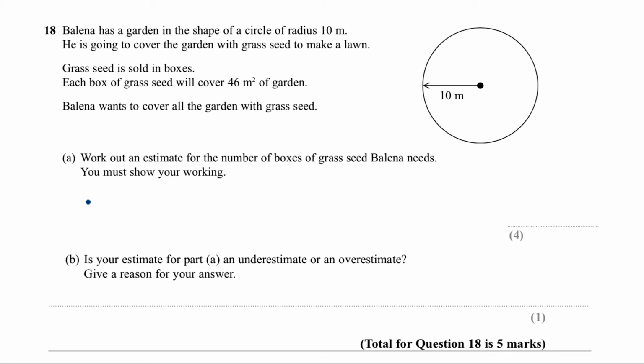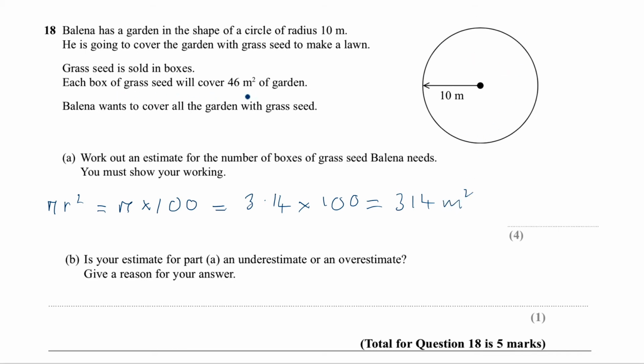Well, first of all, let's find out the area of the garden. The lawn is a circle, so we need to use pi r squared to find the area. Now, pi r squared is going to be pi times the radius squared. Well, the radius is 10, so that's nice. It's going to be pi times 100. And an estimate for pi that we can use is 3.14. So 3.14 times 100, which of course is 314 square metres. And that's a fairly good estimate for the size of the garden.